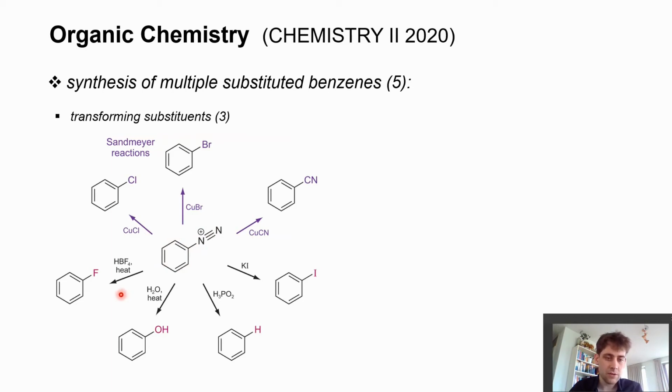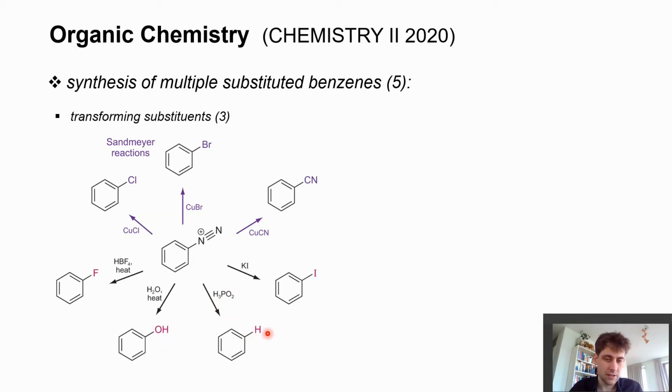Something else that you can of course also use is, for example, here this borofluoride anion, so you can introduce fluorides. If you use water and heat up your mixture, you get an alcohol group here, so the phenol you can produce. You can use this phosphorus component here, and then you can replace your original amino group that we started with a proton, so you can arrive at the original benzene.